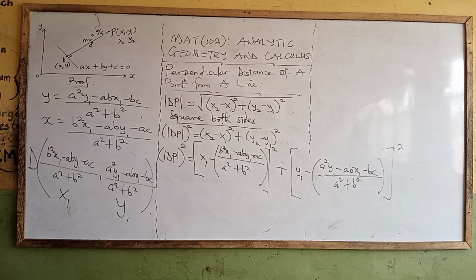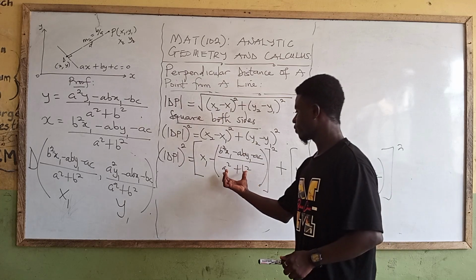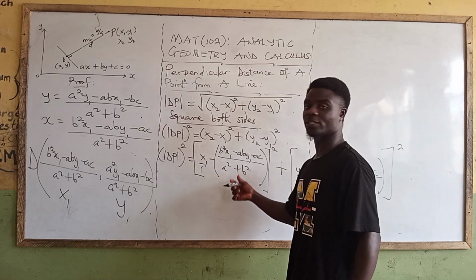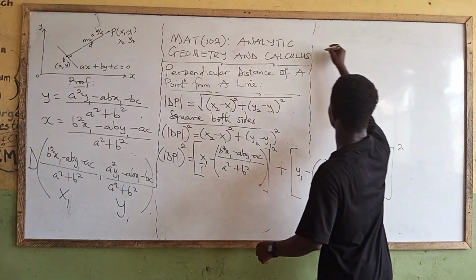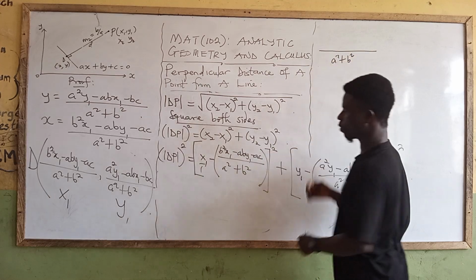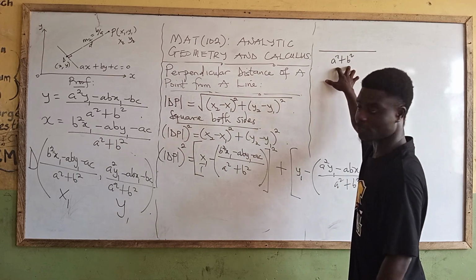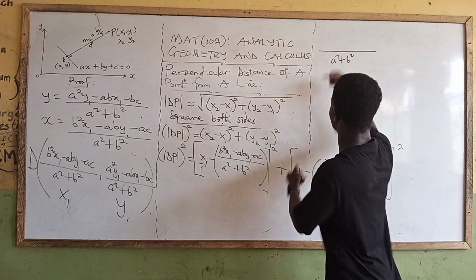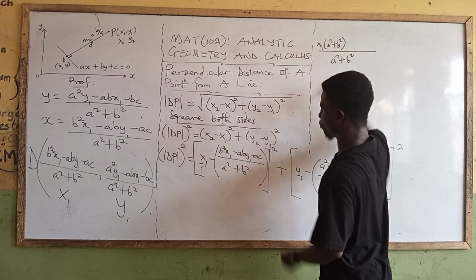Alright, so now let's see. We have to deal with the brackets first, right? So this one is over 1, so we have to find the LCM. The LCM will be A squared plus B squared. So 1 times A squared plus B squared, we still get A squared plus B squared, which will multiply that. So I have x1 multiplying A squared plus B squared.